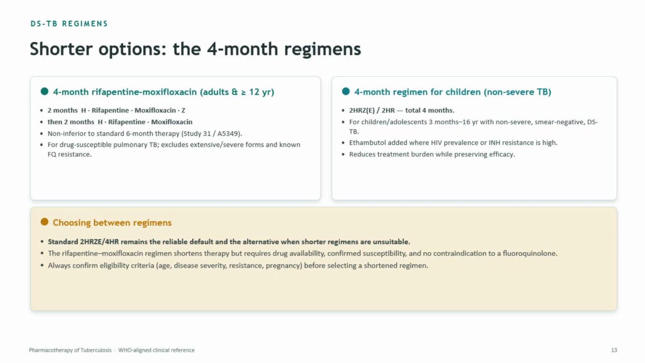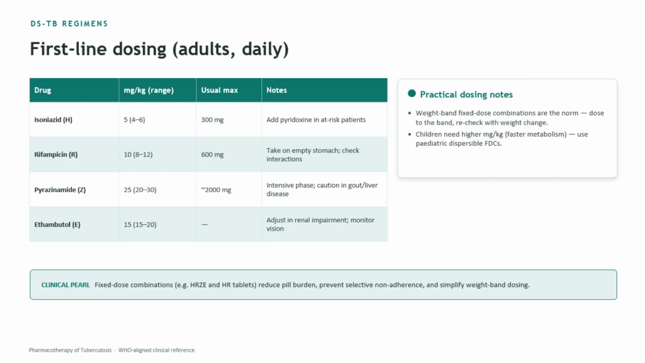And for children with non-severe disease, there's a 4-month regimen, 2HRZ(E)/2HR. The catch on both: you have to select the right patient, no extensive disease, no known fluoroquinolone resistance. Used well, that's 2 whole months of treatment saved. Patients love that. Let's make dosing practical.